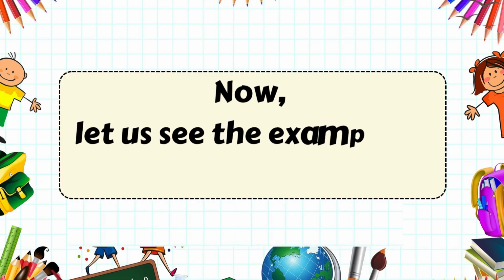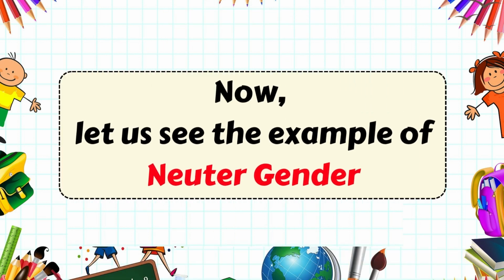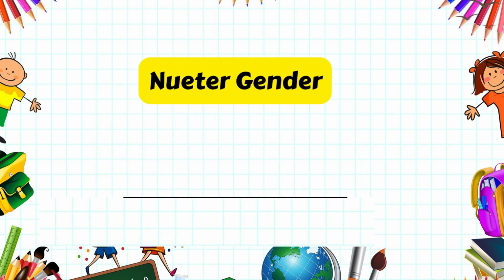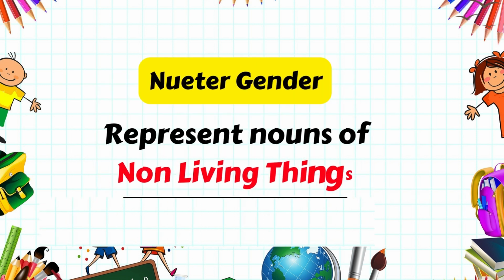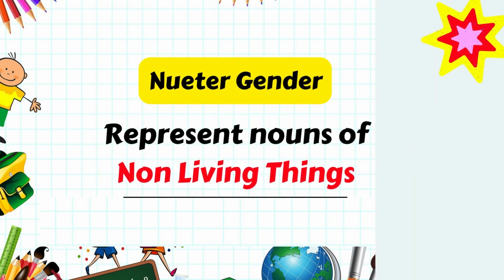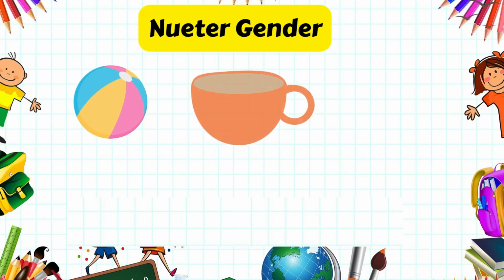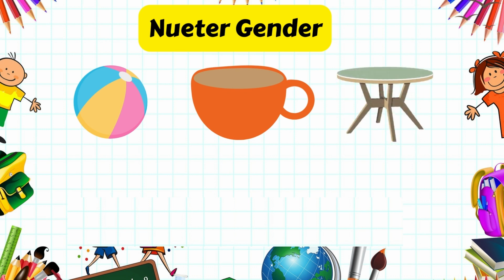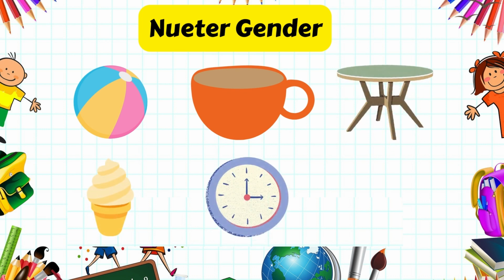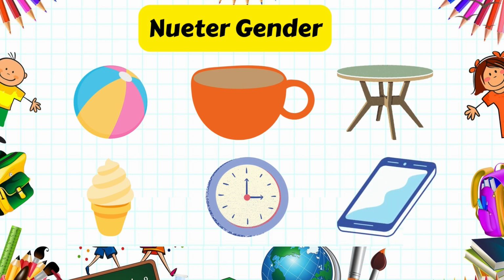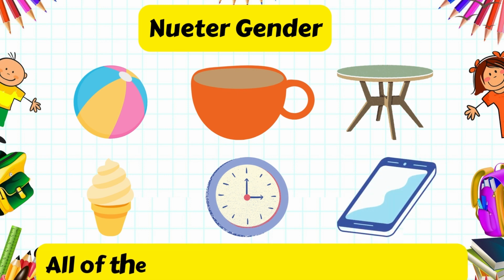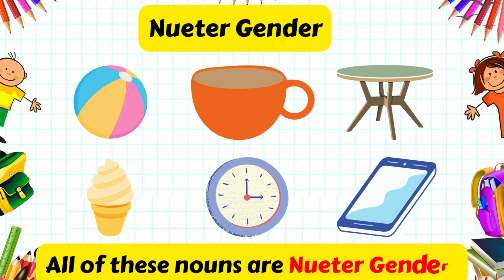Now let us see the examples of neuter gender. Neuter gender represent nouns of non-living things. For example, neuter gender: ball, cup, table. Ice cream, clock, mobile. All of these nouns are neuter genders.